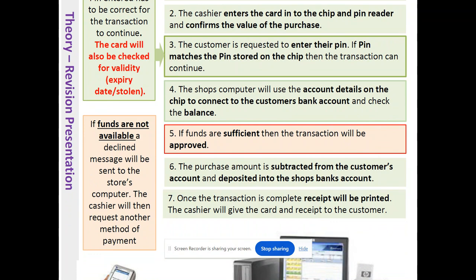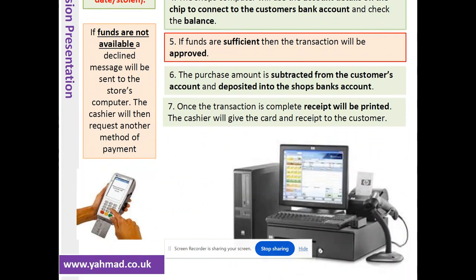If not, then the transaction will be declined. Right, let's move ahead. So this is obviously the point of sale. This is a chip and pin reader. So either the customer or the cashier will insert the card into the chip and pin reader, and then you just need to enter your PIN to authenticate your card.